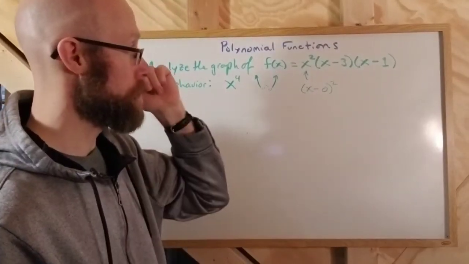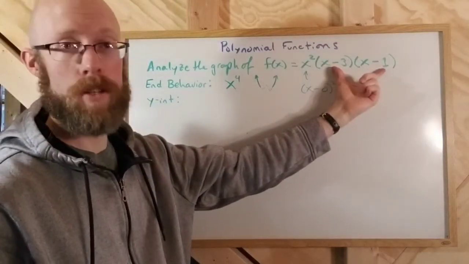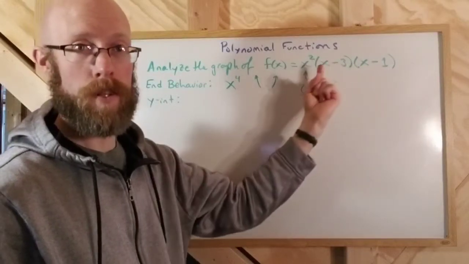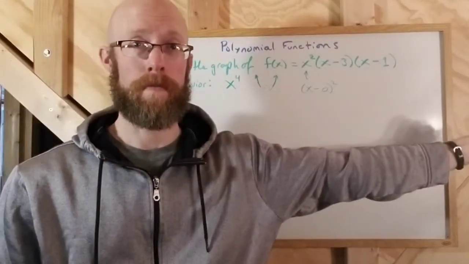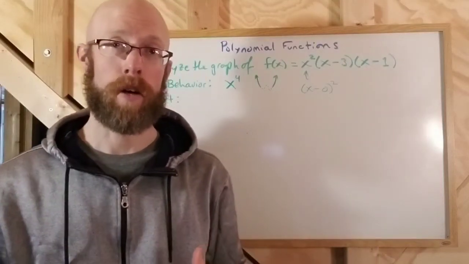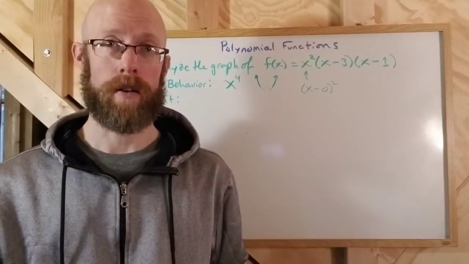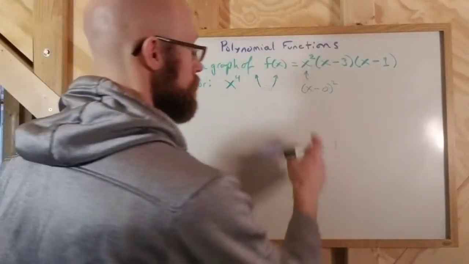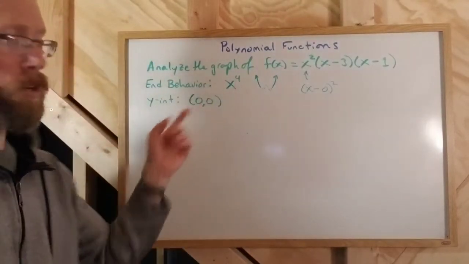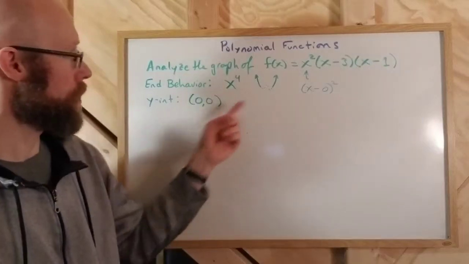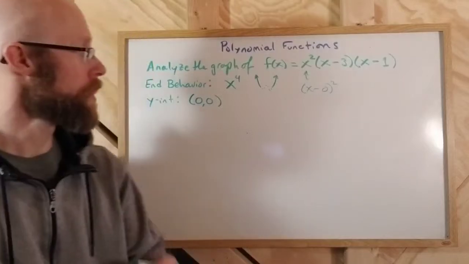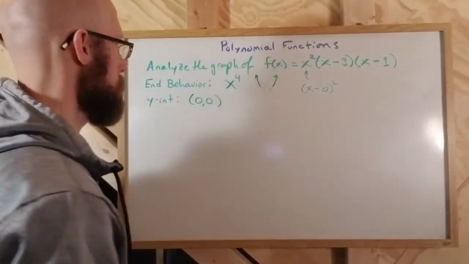In fact, what you'll find is that when you expand this, these two factors here, you'll have a constant of positive 3, but then you have to distribute the x squared to every term, and there will end up not being a constant term because everything's going to have at least an x squared. So the y-intercept is actually at (0, 0). And that makes sense. If I plug in a 0, I get 0 times negative 3 times negative 1, which is 0. So that's your y-intercept.